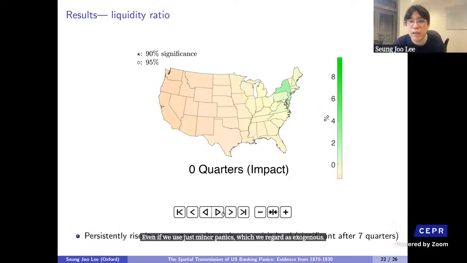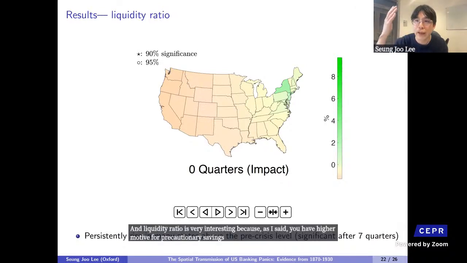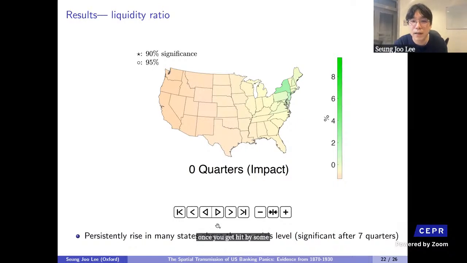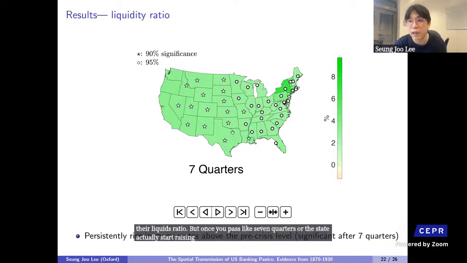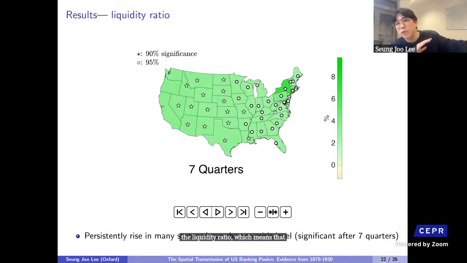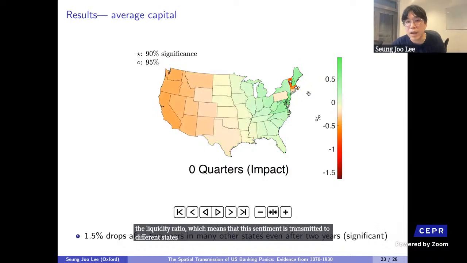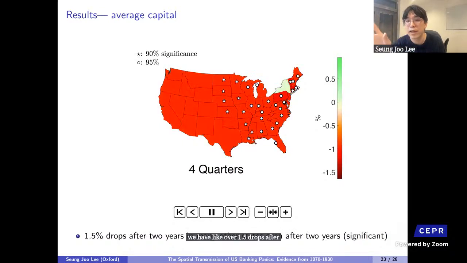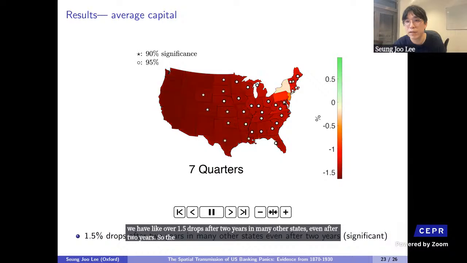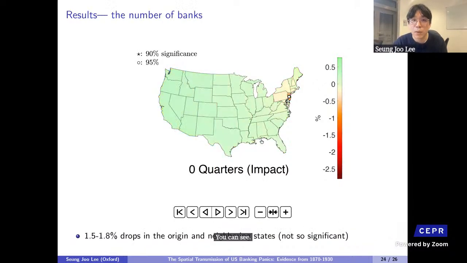And the liquidity ratio is very interesting because, as I said, you have a higher motive for precautionary savings once you get hit by some panicking sentiment, right? So you can see that once panic happens in New York state, some neighboring states actually raise their liquidity ratio. But once you pass about 7 quarters, all the states start raising their liquidity ratio, which means that this sentiment is transmitted to different states. And this is average capital, it's similar. We have over 1.5 drops after 2 years in many other states. So the results are quite significant, you can see. The number of banks is similar.